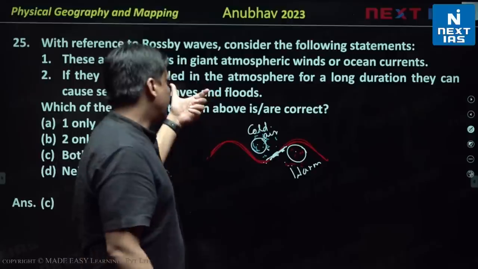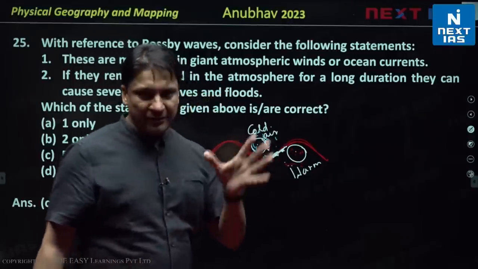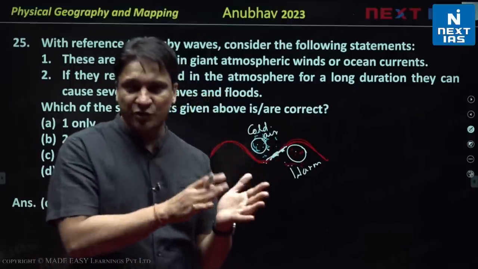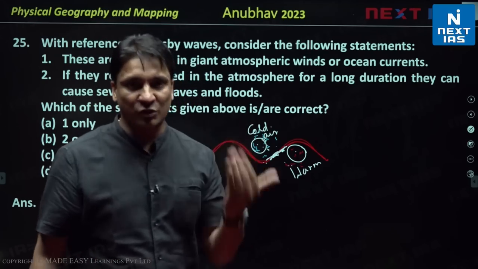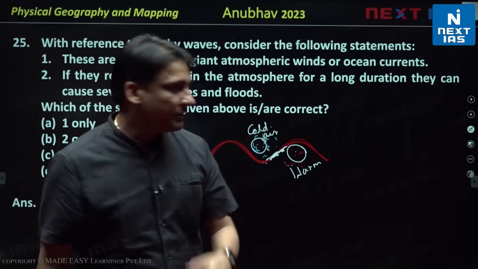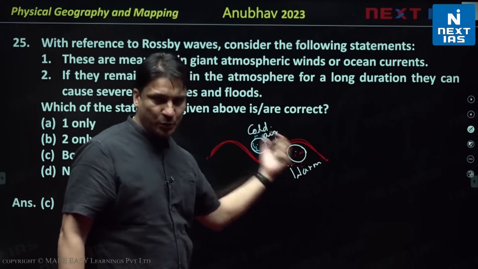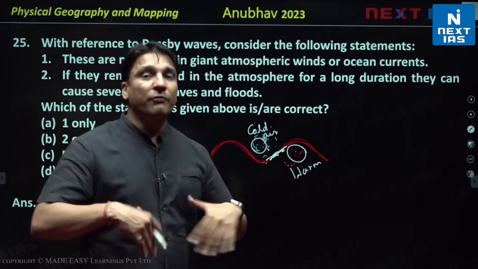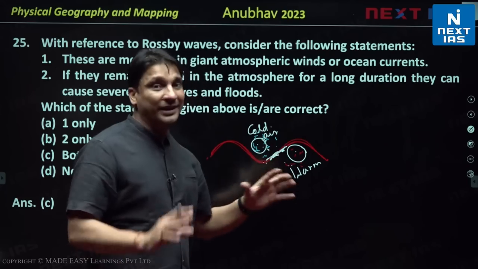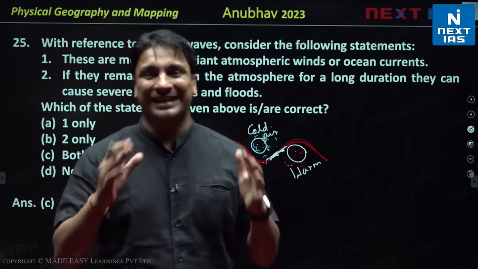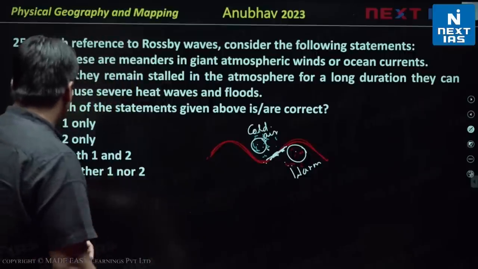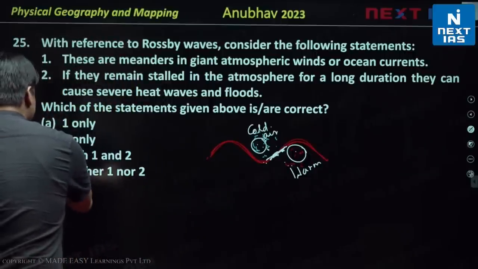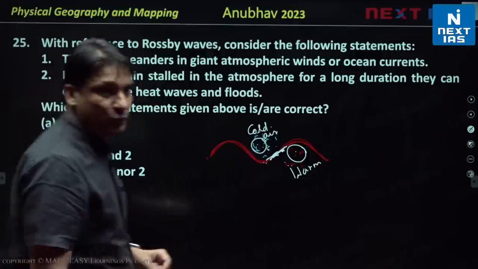One, the Rossby waves are waves in the atmospheric winds, that is jet stream and oceans. And whenever the waves are stalled, they may cause heat waves. You can see the warm air mass will create heat wave. They may also cause flooding, because this interaction will create clouds, and those clouds will cause heavy rainfall and flooding. Okay, so in this question, the correct answer is C. C is the correct answer. That is, both 1 and 2 are correct.